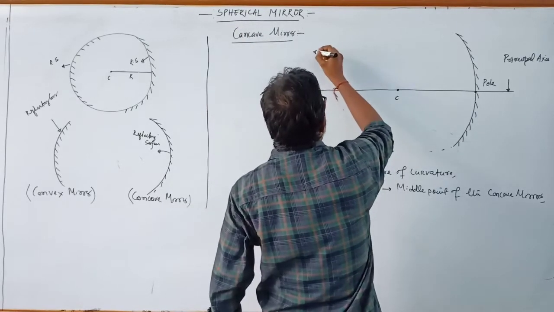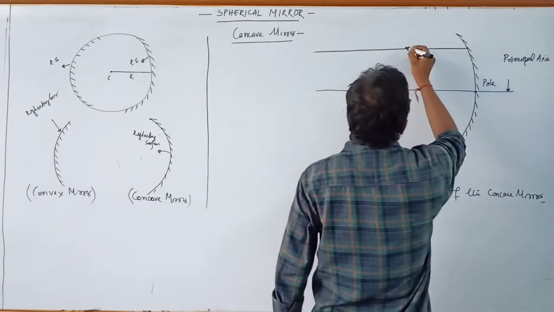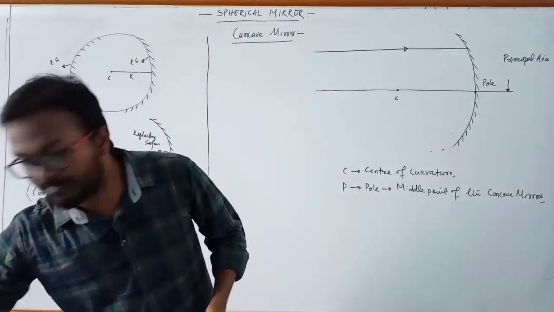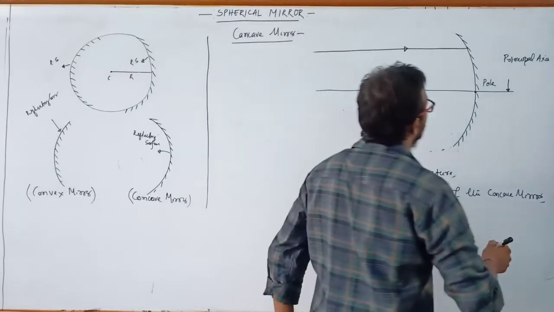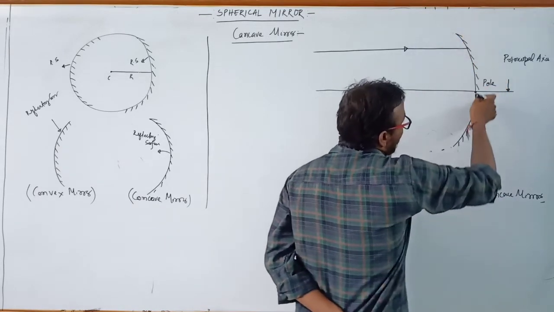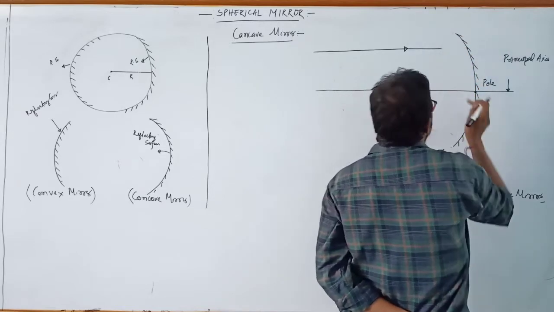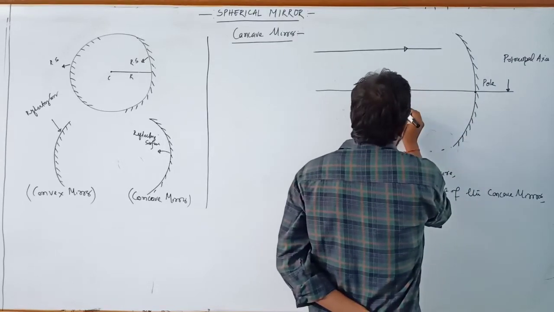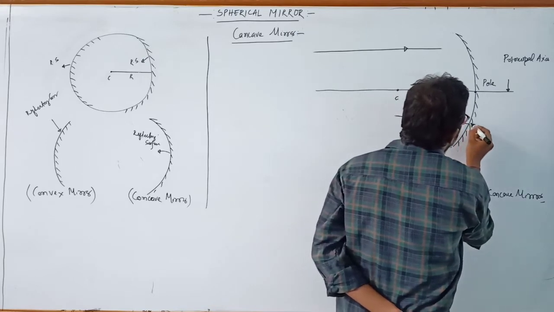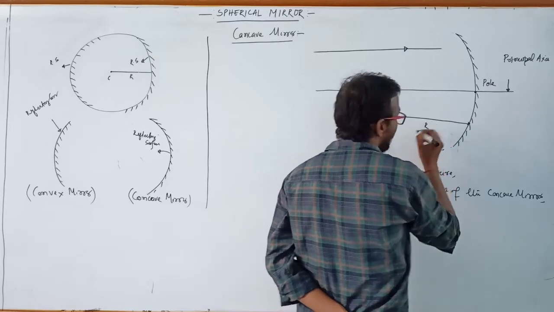Now if a ray of light is coming from an infinite source in this direction, clear? This is the direction of a ray which is coming from an infinite source. But here, this is a concave mirror. If we discuss this, this is the total radius, and this distance from the pole to the center of curvature is denoted by R.